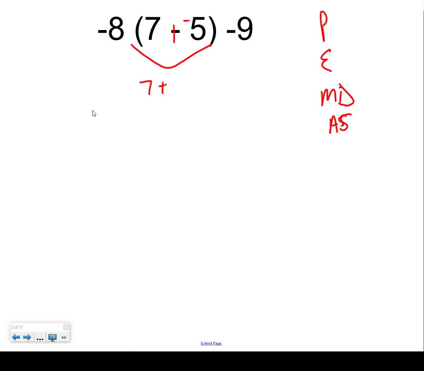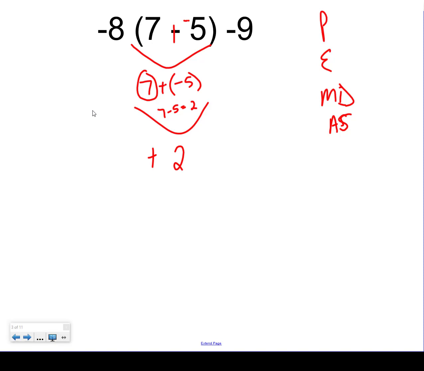And so I need to rewrite this to help me really see what I have. So I'm going to subtract because the signs are different. So I have 7 minus 5 gives me 2. And I'm going to take the sign of the bigger number, which was 7. So all of this became a positive 2.